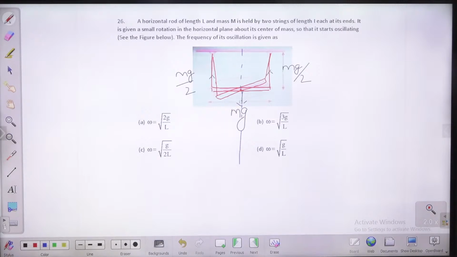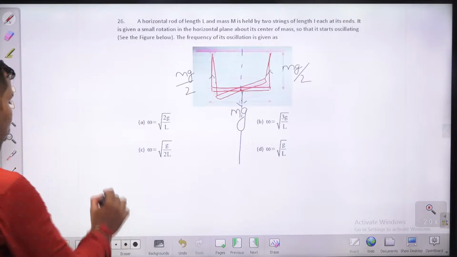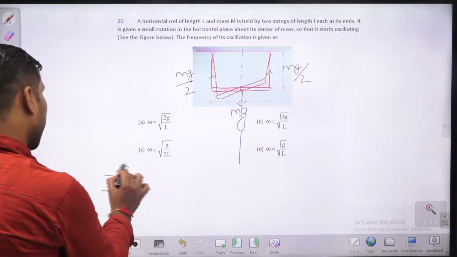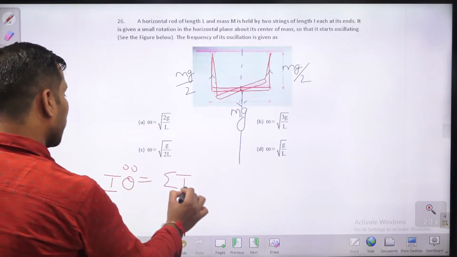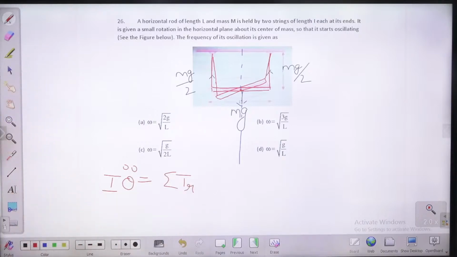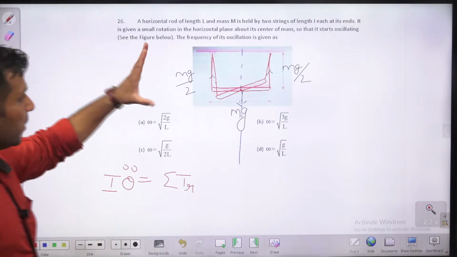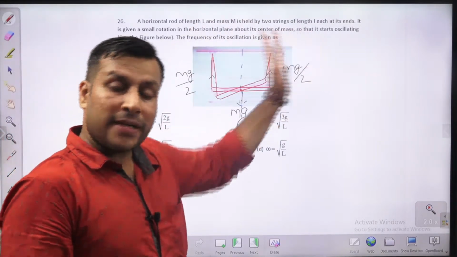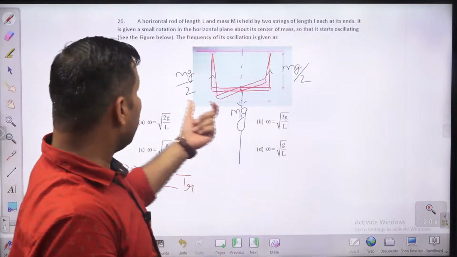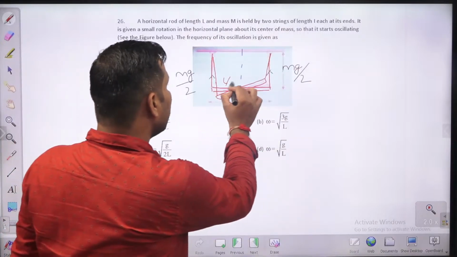In that case, the moment of inertia of the rod about its centroid, about its mass center, is equal to ml square by 12. So again, you have to apply the torque method: I theta double dot is equal to the summation of all the torques. If you do that here also, this is the force, but what distance do you take here? The distance will be L by 2. This is L by 2.